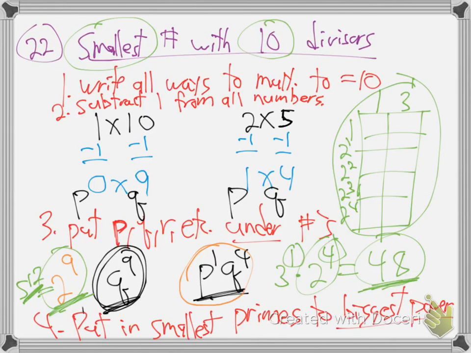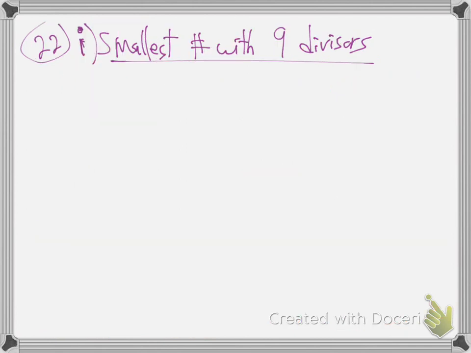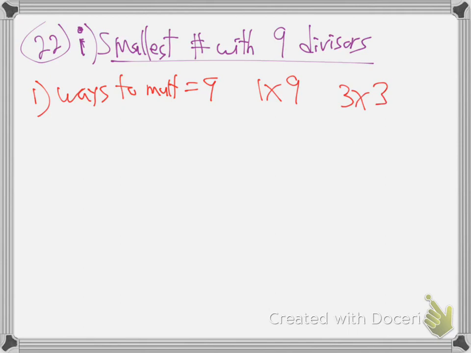Start off, first write all the ways to multiply to equal 9. That's step 1, right? So step 1, what are all the ways to multiply to equal 9? So what times what is 9? Always do the 1 first. 1 times 9. And what's the other option? 3 times 3. And that's it.